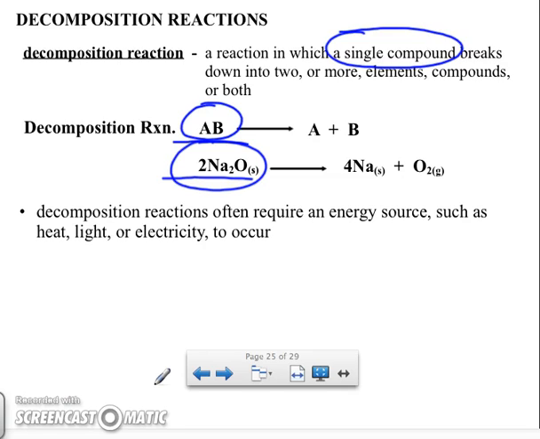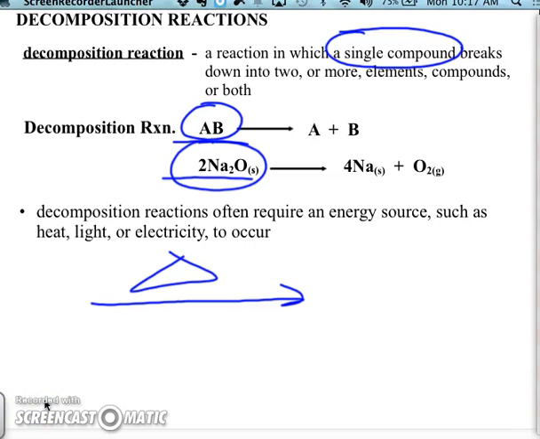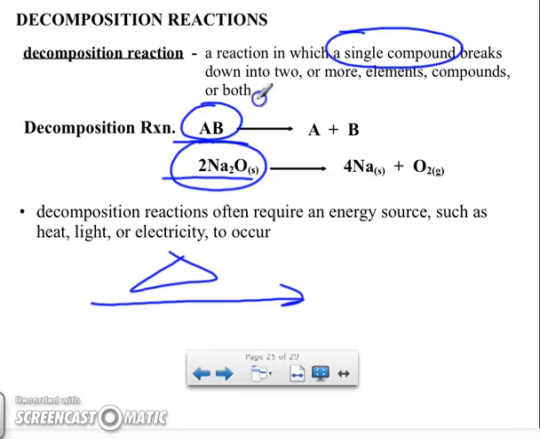A decomposition reaction often requires an energy source, such as heat, light, or electricity to occur. So when writing and balancing these types of equations, we need to remember to add a triangle over the arrow. Sometimes that triangle will be replaced with light or electricity, but we need to add some form of energy in order to get the reaction going. Let's fix the 2 reactions above and make them correct by adding the triangle over the arrow.